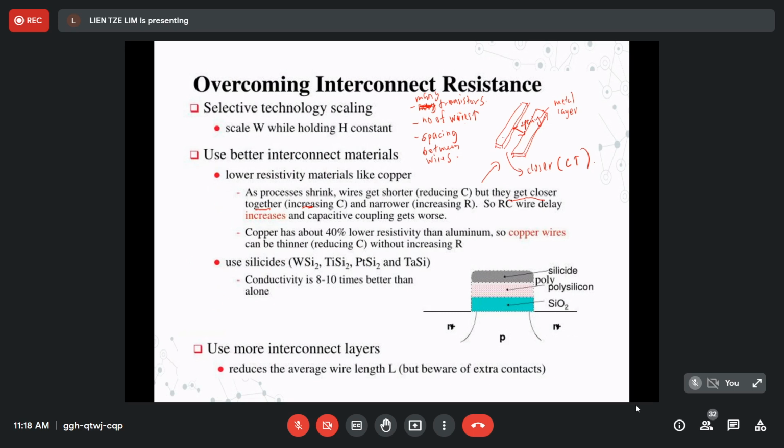So when two wires are very close to each other, it will increase the capacitance. This is the capacitance. There will be capacitive coupling across each of the wires here. And the coupling that occurs between the two wires will cause increased capacitance. We call it capacitive coupling.